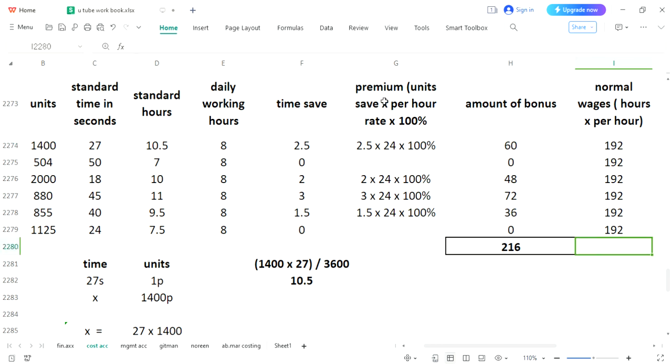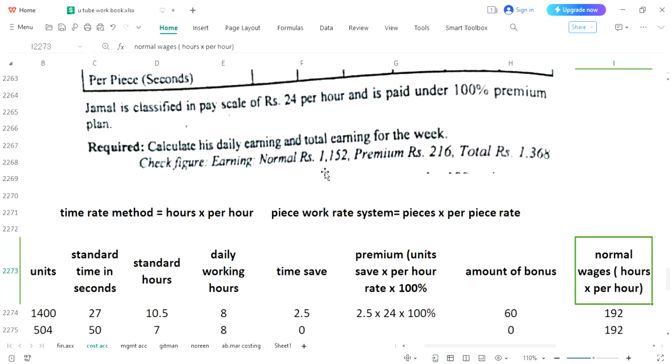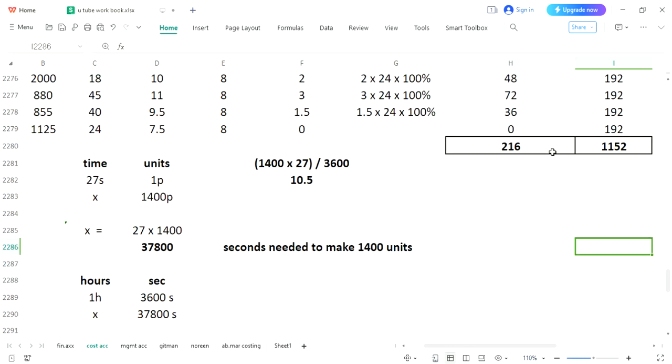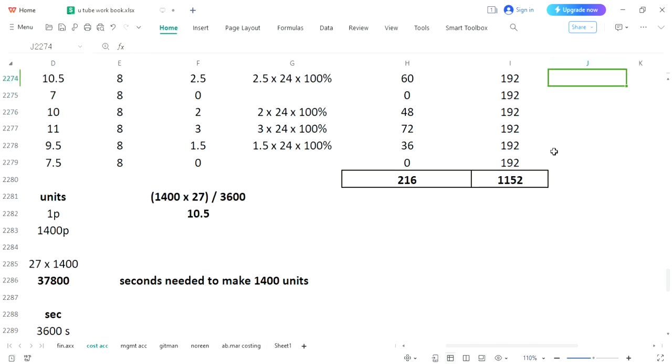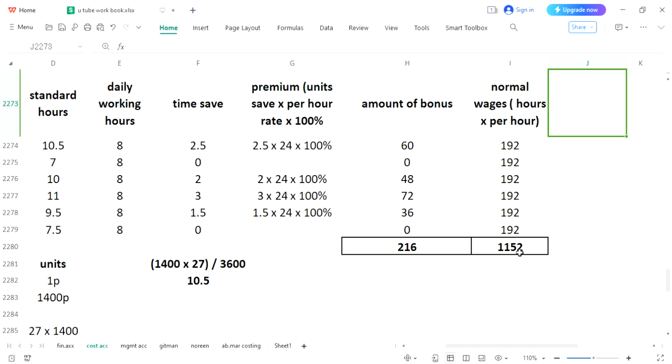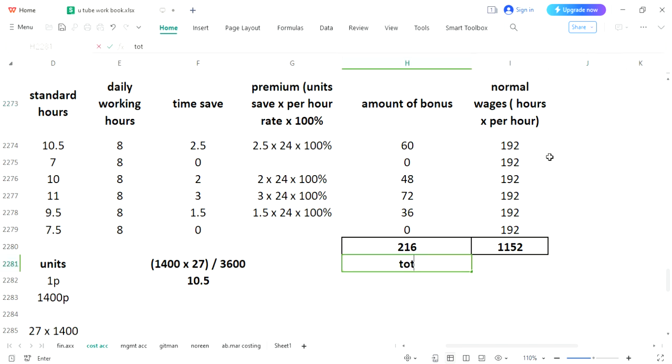For the full week, how much total amount would be received by the worker? We will take the sum of wages of each day. All days' wages, and here we have got the sum 1152, and you can see over here 1152 earnings are normal, 216 premium. So if somebody can tell me how much total amount would be paid, these are amounts of normal wages for each day, these amounts are bonuses. So how much total amount will the worker receive each day?